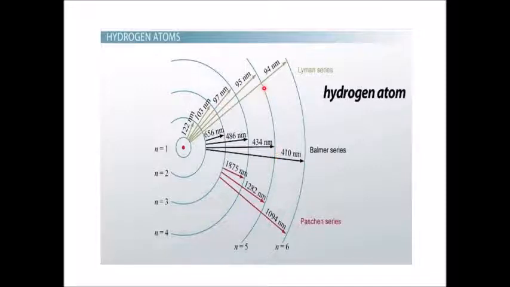The Lyman series is observed in the UV, that is the ultraviolet region of the spectrum. The Paschen series is observed in the infrared region of the electromagnetic spectrum.